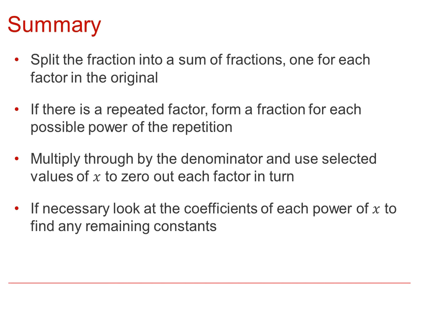We multiply through by the denominator and use selected values of x to zero out each factor in turn in order to identify those coefficients. If necessary, we look at the coefficients of each power of x to find any remaining constants.